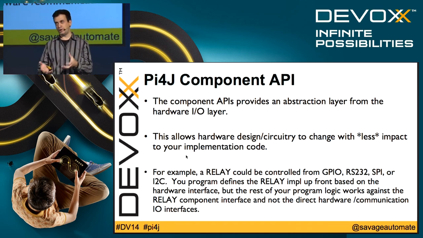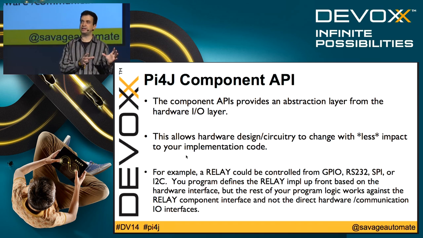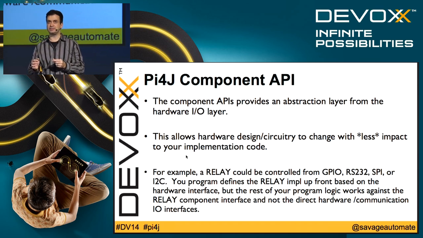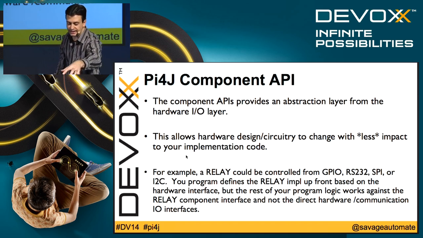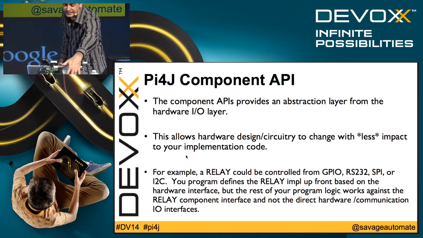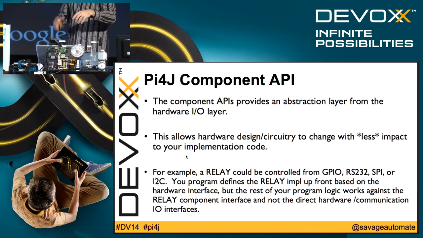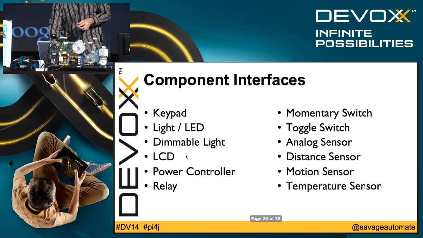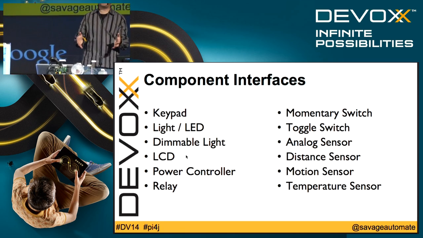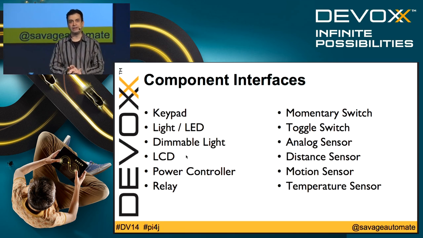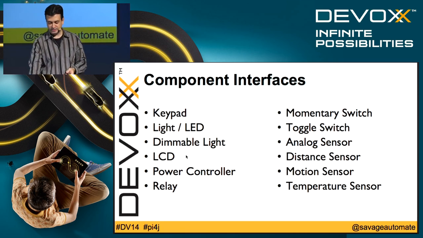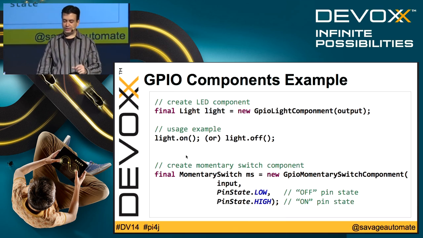If I use a component interface, I can isolate those changes to just where I'm instantiating it. And functionally, I can operate on the component interfaces in a more conventional way with the objects I want to interact with. For example, I can have a light interface, or an LED interface, or a sensor interface. Here are all the interfaces that we have today. This is a growing list, and by all means, if you have your own components that you need, we're happy to help out, or if you're able to contribute to the project, that's even better. And then here's what that might look like in code.